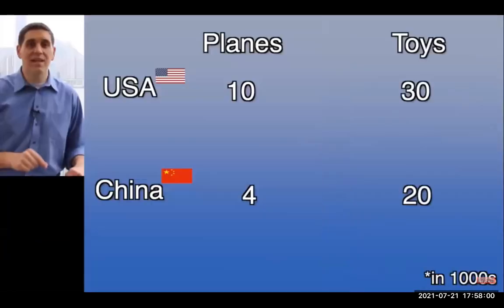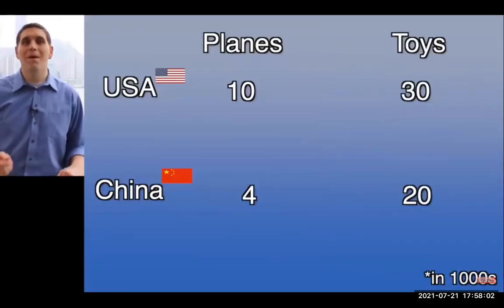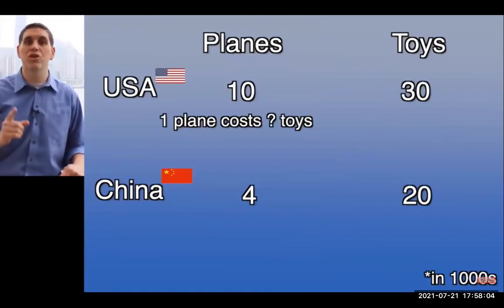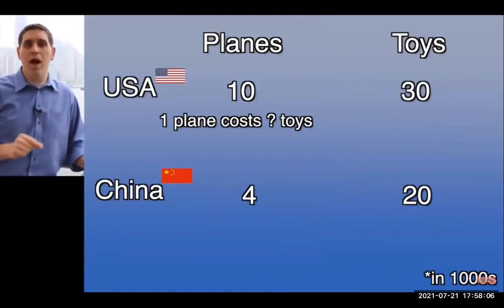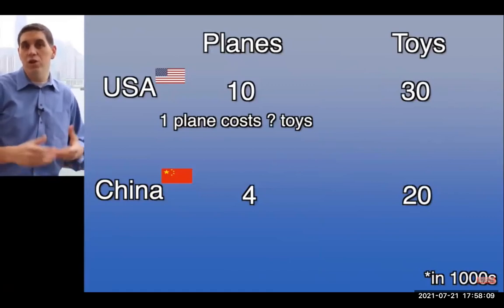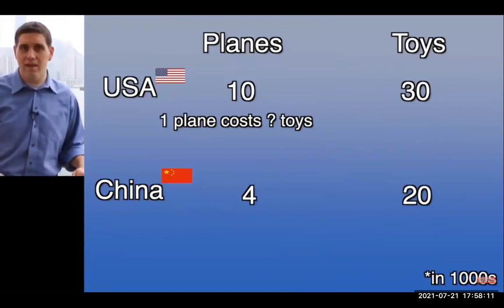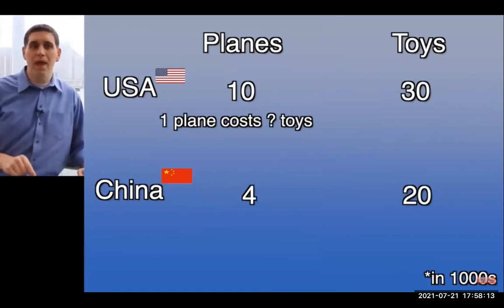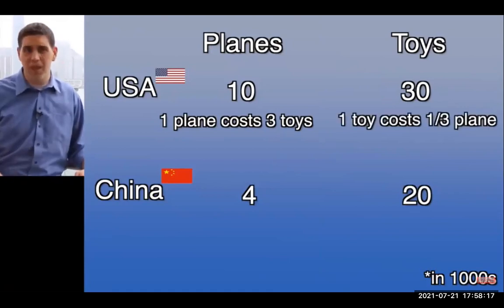To determine what they should produce, we have to calculate something called per unit opportunity cost. Okay, we know the United States gives up 30 toys when they produce 10 planes, but how many toys are given up when they produce just 1 plane? That's the per unit opportunity cost. The number of units you'd lose divided by the number of units you gain. So, for the United States, 1 plane costs 3 toys, and each 1 toy costs 1/3 of a plane.